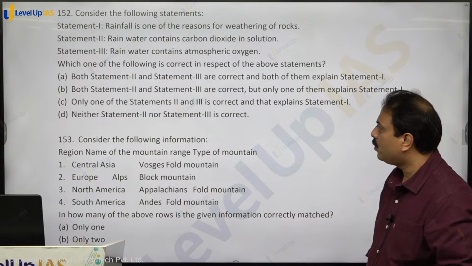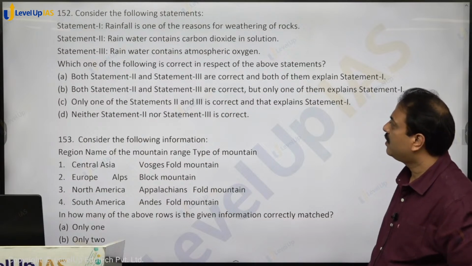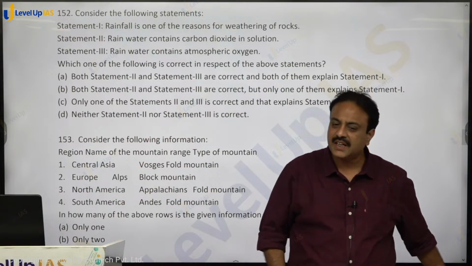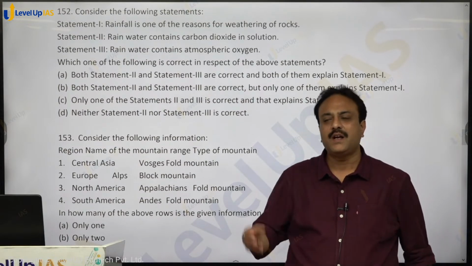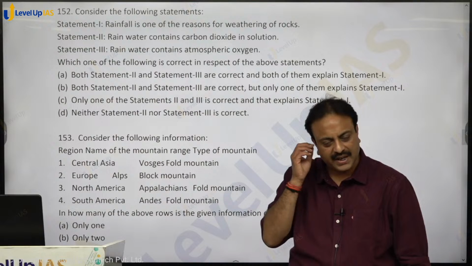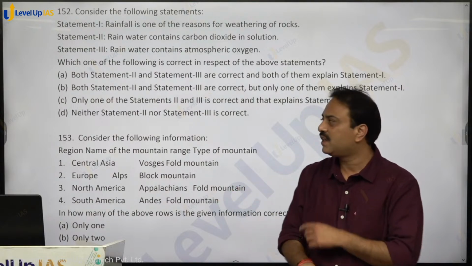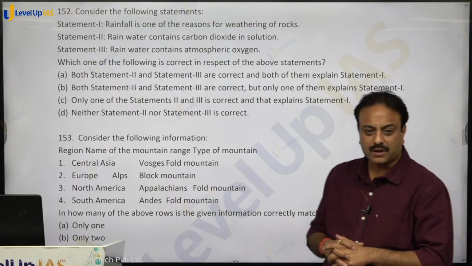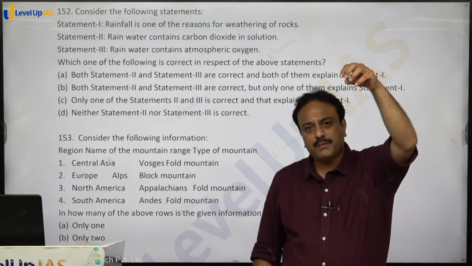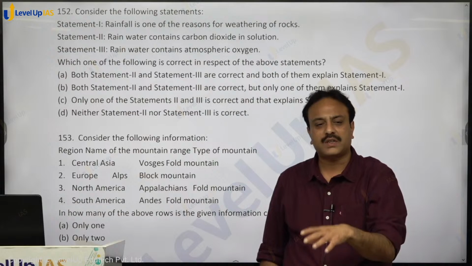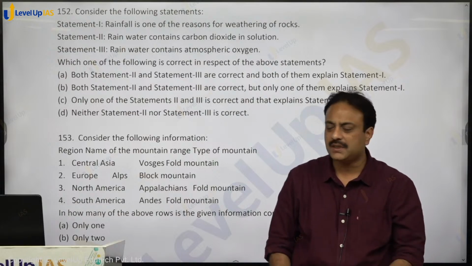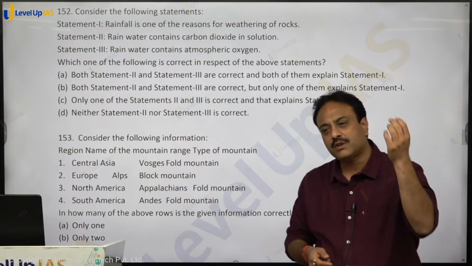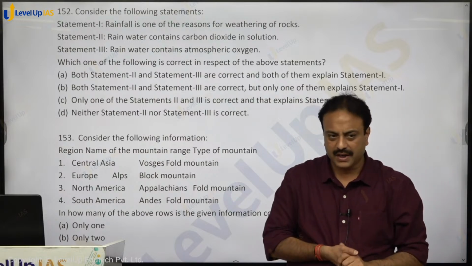Question number 152, statement 1. Rainfall is one of the reasons for weathering of rocks. Weathering is an in situ process. Rainfall takes place, weathering, fragmentation, breaking down of rock takes place. Correct. Statement 2. Rainwater contains carbon dioxide in solution. When the rainwater moves through the layers of the atmosphere, carbon dioxide gets dissolved in that. So very much true. Rainwater contains atmospheric oxygen. In the same manner, oxygen also gets dissolved into rainwater.